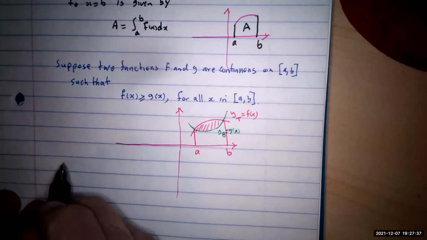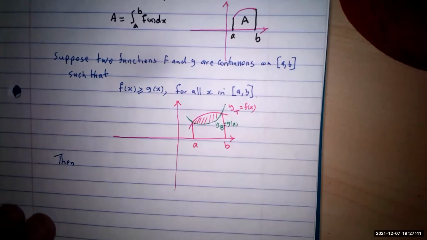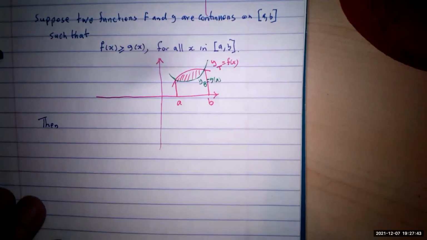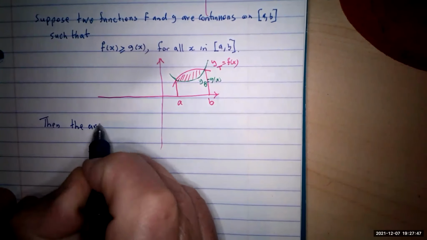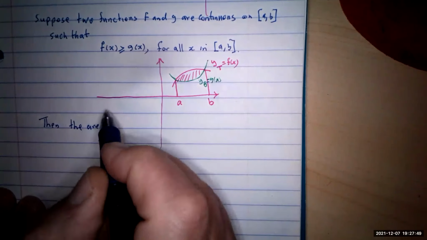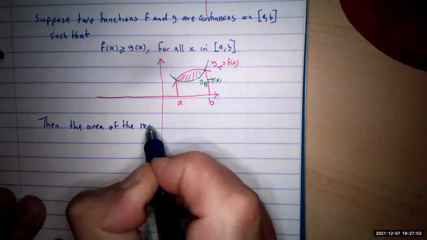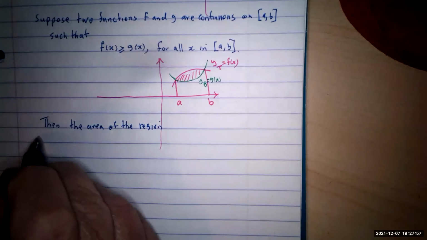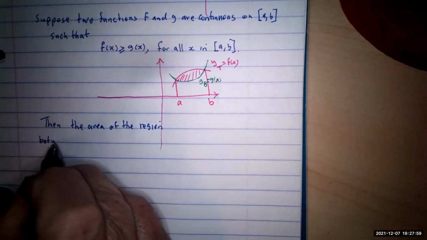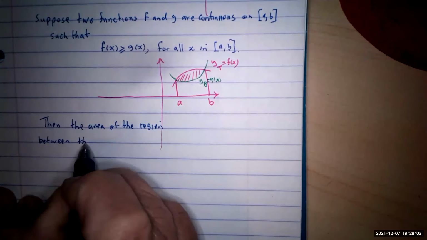So suppose two functions are given with this information. Then the conclusion is, if you want to find the area between these two curves, the area of the region between the curves.